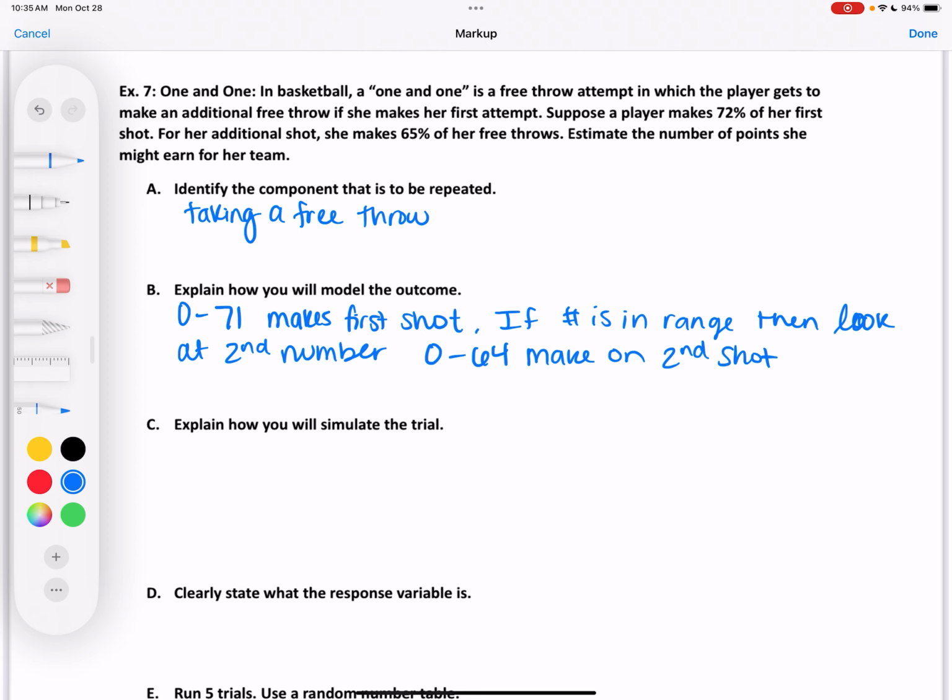So if you're looking at a random number table, you're going to have to switch and do 00 through 71. If you're using your calculator, you can just use 0 through 71, or you could even go as far as to do 1 through 72, however you want to do it. That's fine. But we've still got to have, obviously, the same number of spots there.